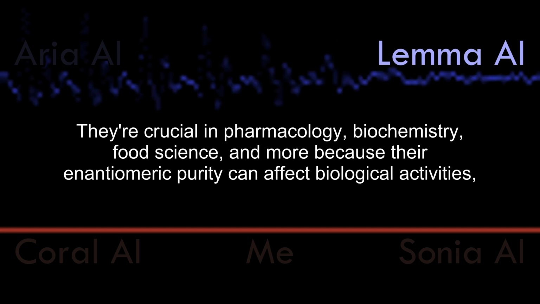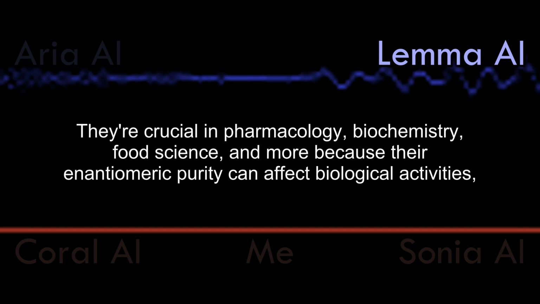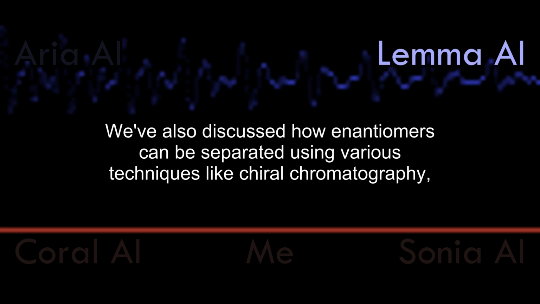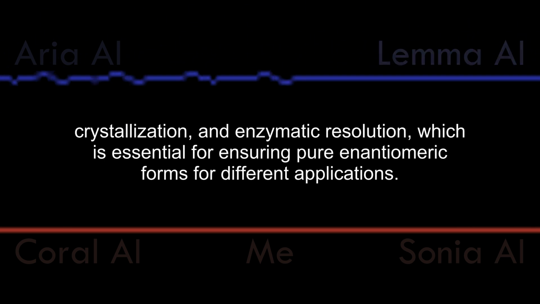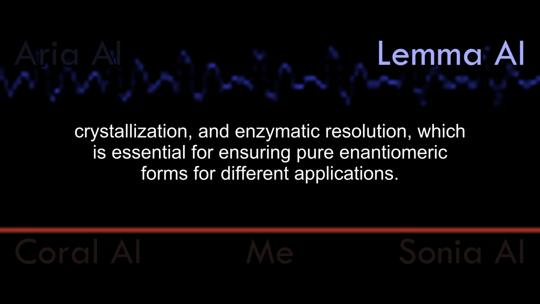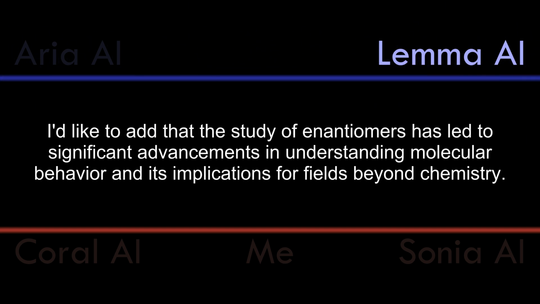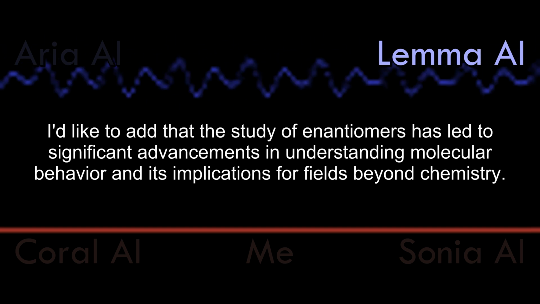They are crucial in pharmacology, biochemistry, food science, and more because their enantiomeric purity can affect biological activities, interactions, and even toxicity. We've also discussed how enantiomers can be separated using various techniques like chiral chromatography, crystallization, and enzymatic resolution, which is essential for ensuring pure enantiomeric forms for different applications. I'd like to add that the study of enantiomers has led to significant advancements in understanding molecular behavior and its implications for fields beyond chemistry.